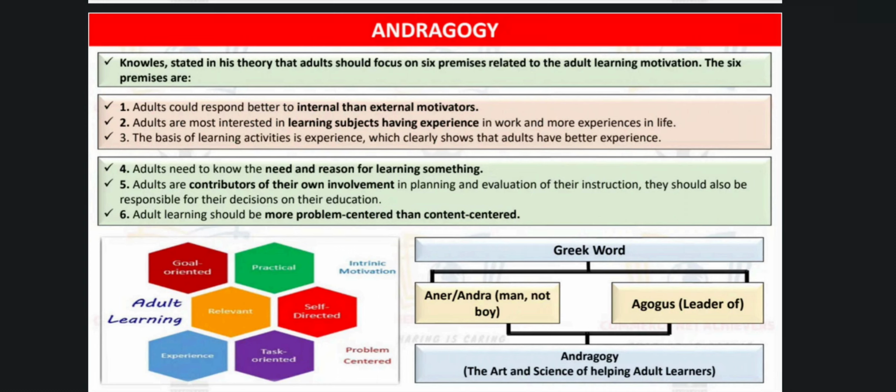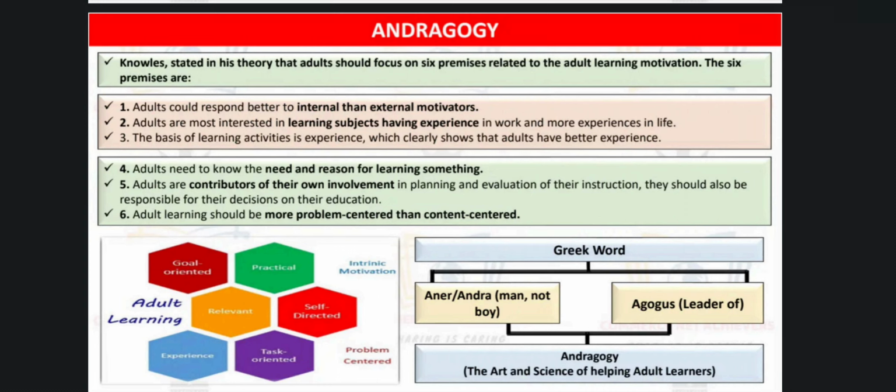Adults need to know the need and reason for learning something. Adults are contributors to their own involvement in planning and evaluation of their instruction. They should also be responsible for their decisions on their education. Adult learning should be more problem centered and content centered.